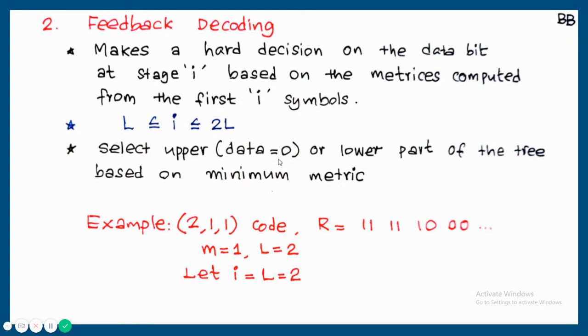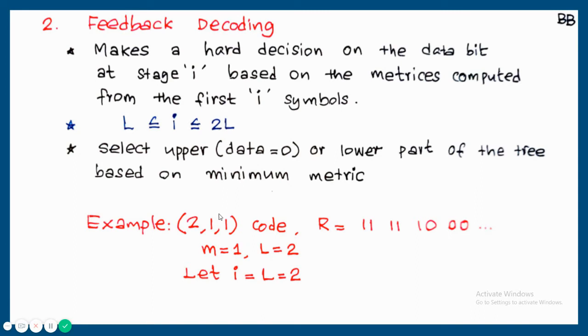So every time our decision is not just a branch, upper half or lower half. That is based on where we are going to get the minimum metric. If we get the minimum metric in the upper half, we'll go for that upper half. If we get it in the lower half, we'll select the lower half. Once we select the upper half, the data will be 0. Once we select the lower half, the data will be 1.